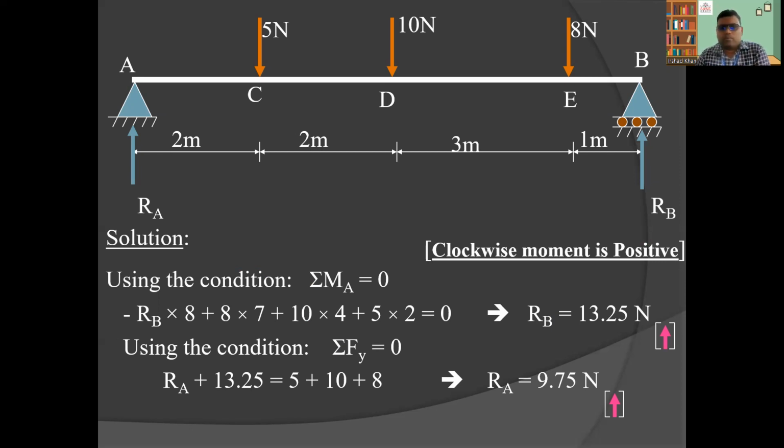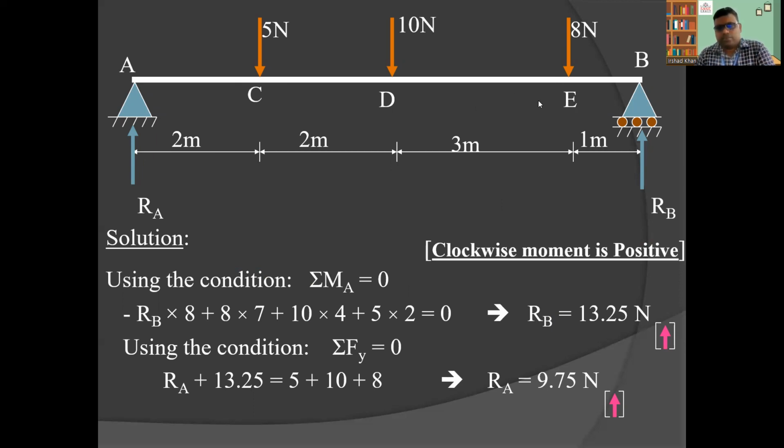So let's first find out the reaction at the supports. First, you can take the moment of all the forces about either of the supports. Suppose here we take the summation of moment about A equal to 0. We take RB, and the perpendicular distance from A is 8. So RB into 8, and because it is going anti-clockwise, a minus sign is taken.